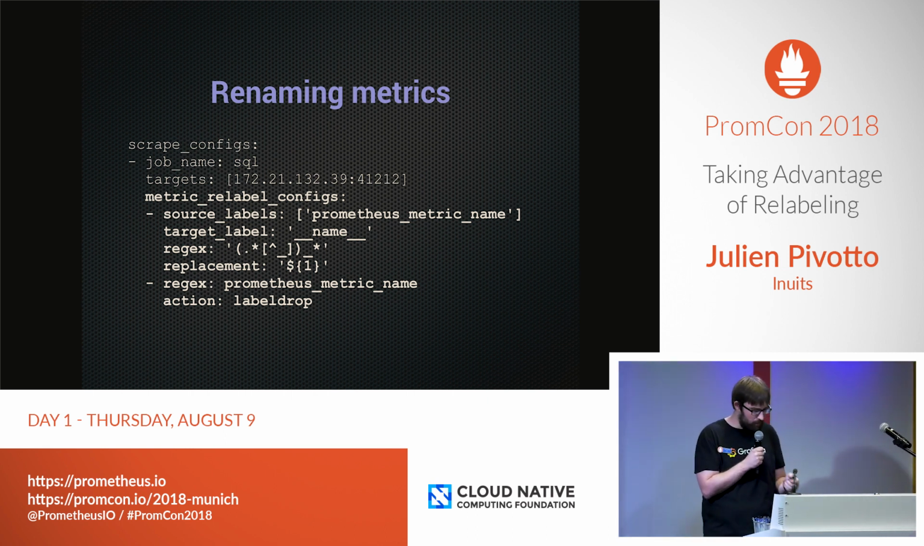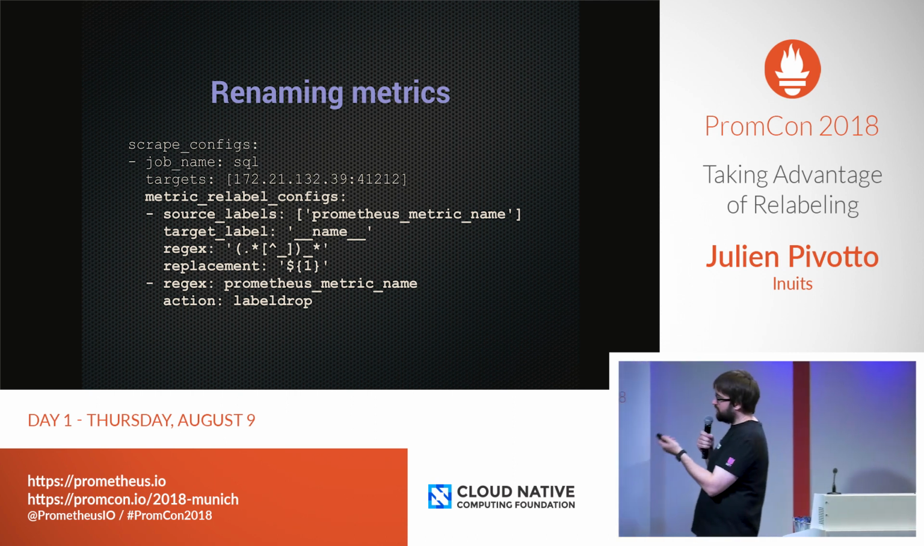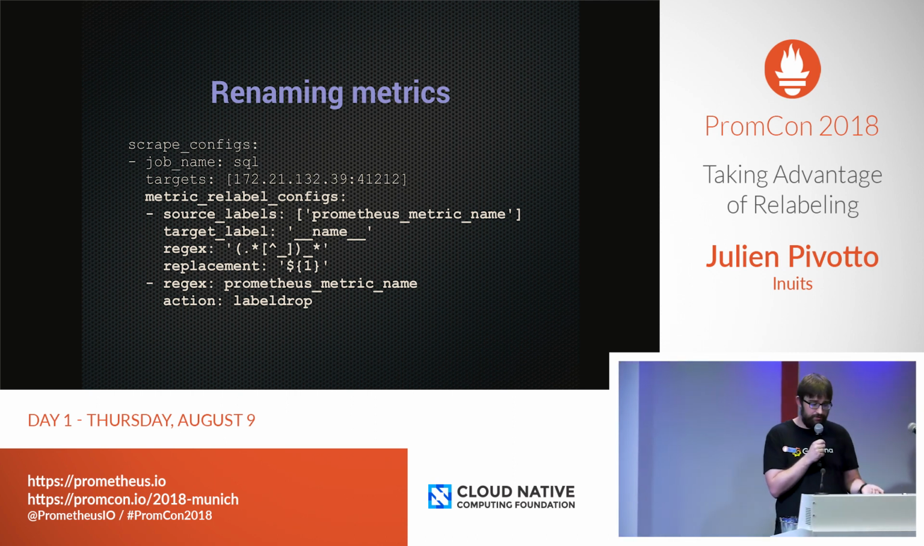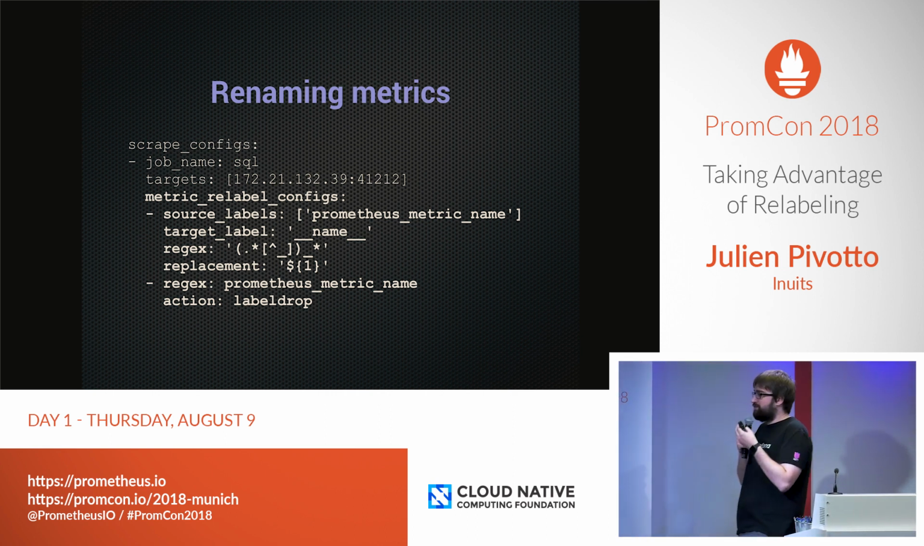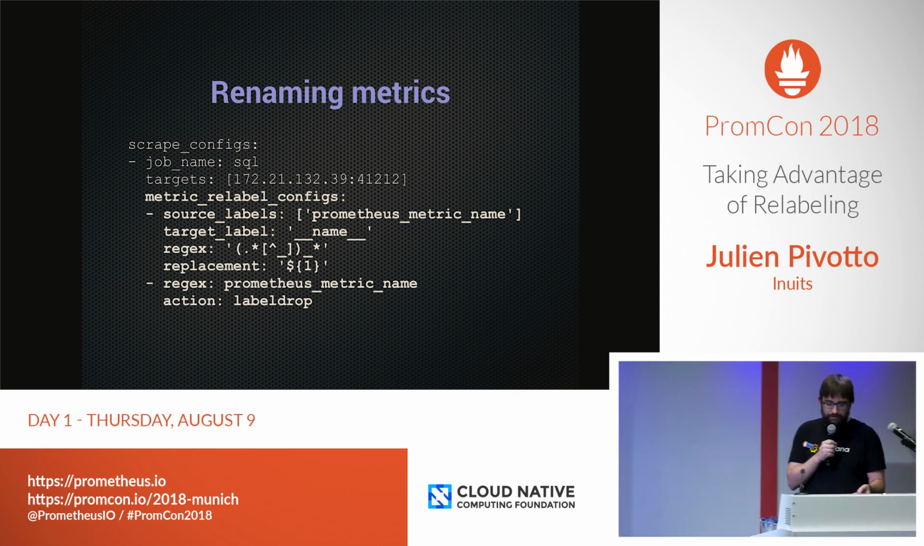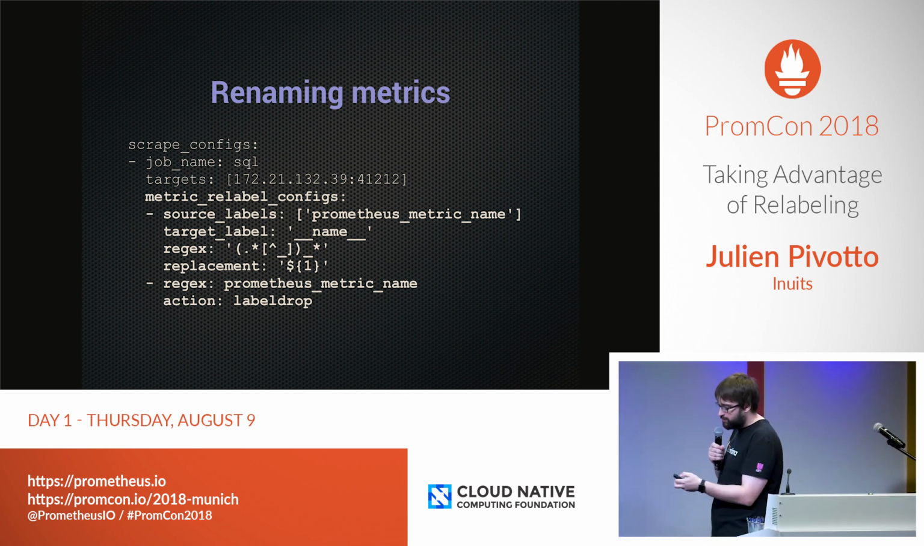And then the second step is, okay, because I now use that as my metric name, I don't need the label, so I can use the action label drop. So each relabel step has an action, and you have multiple options. One of them is label drop. It means I don't need that label.